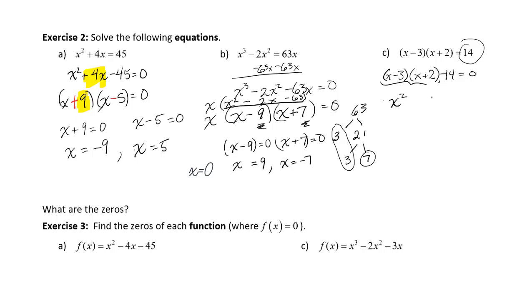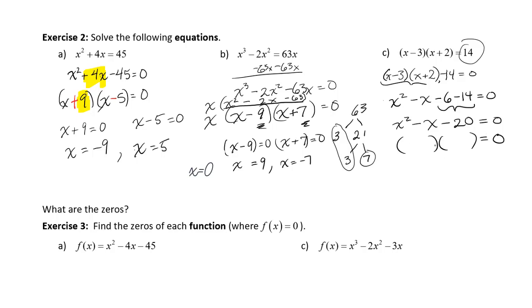That will give me an x squared minus x minus 6 minus 14 equals 0. Now I need to combine those last digits. That will give me x squared minus x minus 20 equals 0. Now that it's a trinomial, I can factor it into two binomials, set the binomial factors equal to 0, and solve for x.